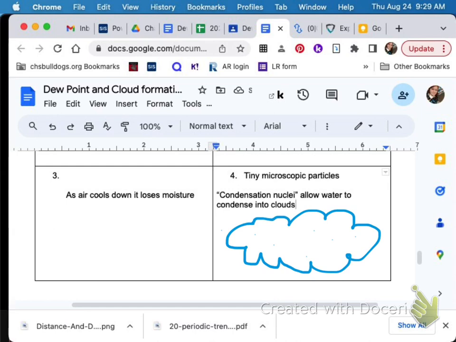Pretty cool stuff. We're actually going to take a minute here and make a cloud in a jar, so you can watch that process happen.